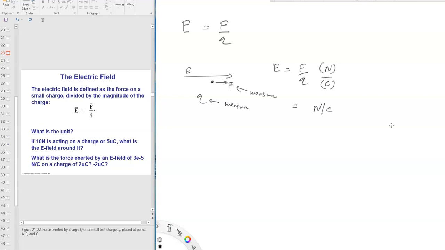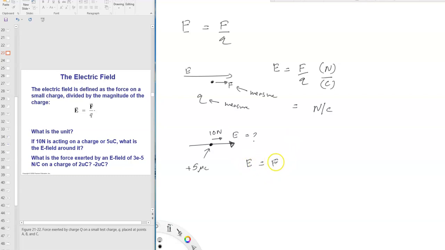Alright, so let's try a simple example. Here we have an electric field. We don't know what the value is, right? We have no idea. When we place a charge in this electric field, we're placing a charge of 5 microcoulombs. Let's say it's a positive charge, so the force has to be in the same direction. When we place the charge, we see that there's a force of 10 newtons acting on the charge in the same direction. So what is the electric field?